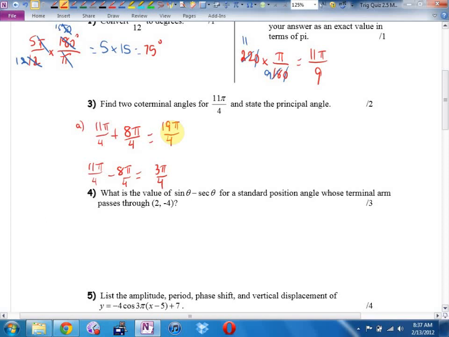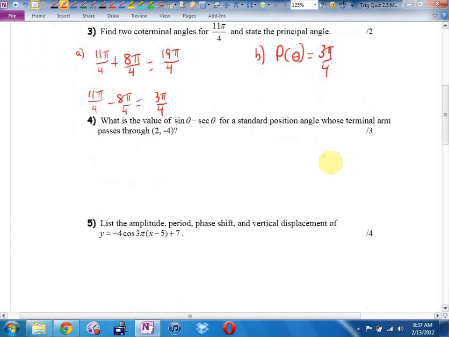State the principal angle. Well, the principal angle, I'll call that P of theta. I just made that up right now. I guess 3 pi by 4, that's the angle between 0 and 2 pi. That's the, I sort of called it, Eric, the lowest terms angle.